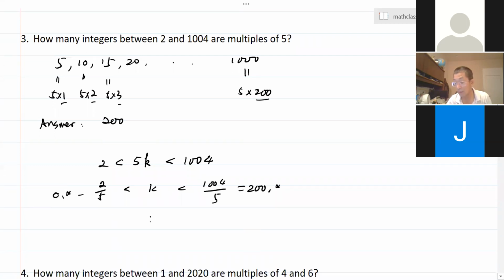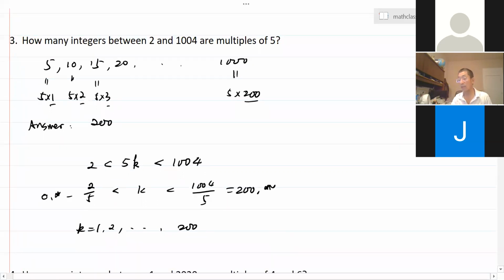So that means k is between 1 and 200, including 200. So k could be 1. Yeah, k must be an integer, so k could be 1, 2, all the way to 200. k cannot be larger than 200, right? And so then just count how many values of k, that's obvious, it's from 1 to 200. Essentially, it's the same idea. But great.